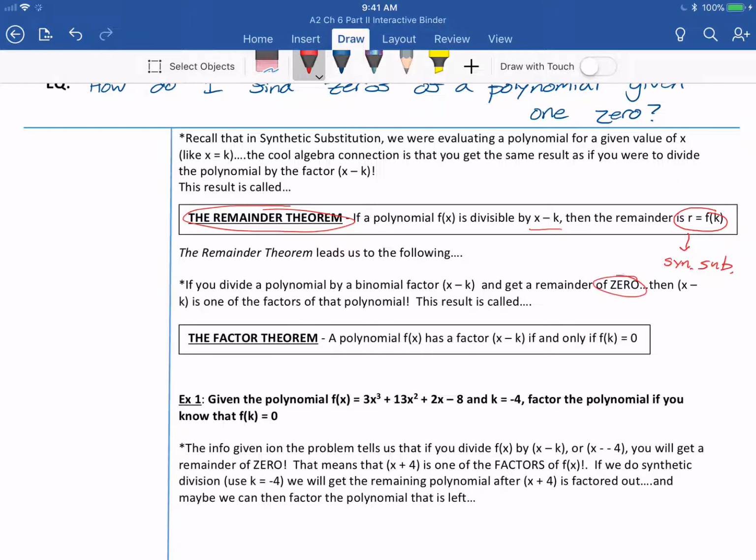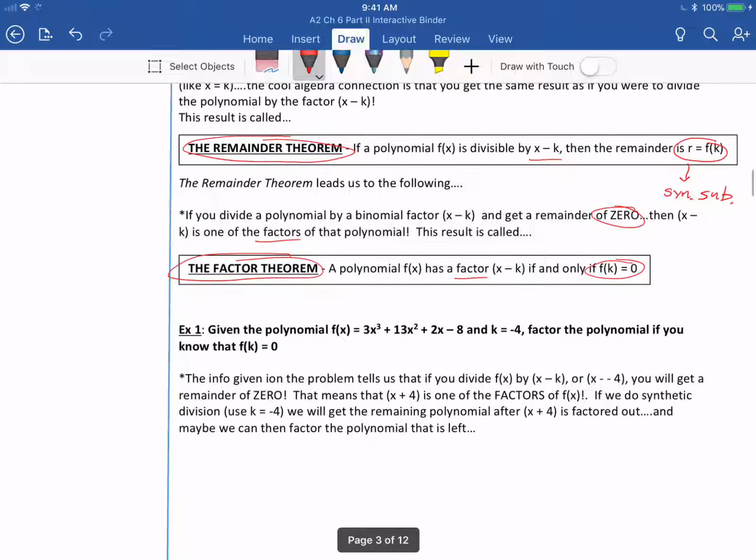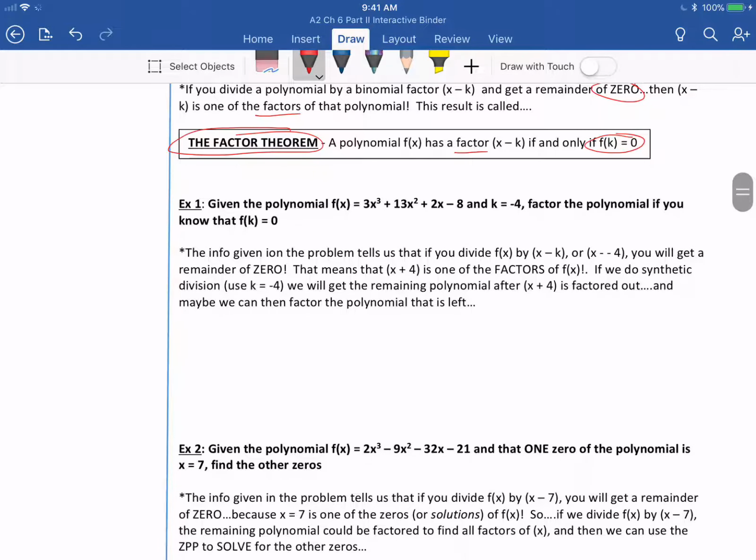All right, so this leads us to this. If we get a remainder of 0 at the end, then x minus k is a factor of the polynomial. So what we really have to do first is factor this whole polynomial. This factor theorem says that x minus k is a factor if and only if you get a remainder of 0 at the end. Okay, so today they're going to give us a zero. They are going to tell us that, hey, this is a zero, and then you're going to have to factor that whole polynomial completely to find eventually all the zeros.